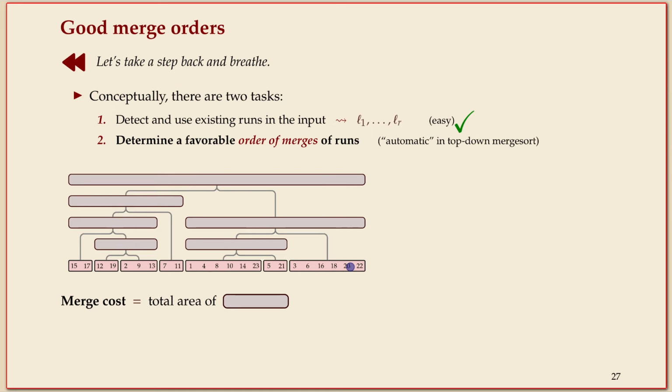And these two things together mean all that we're looking at is to find a good binary tree on top of these runs that defines a good merge order. And what's a good merge order? It's one where if you sum up all the sizes of these gray bars, that's the cost, and we want to minimize that. The total area of these boxes. All right? And now suddenly this is a well-defined problem.